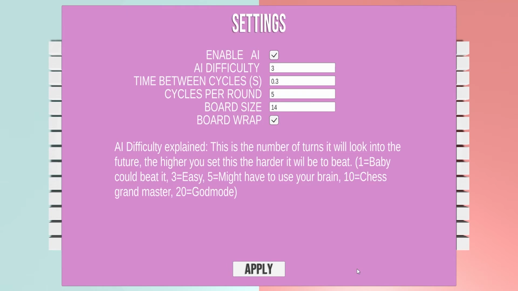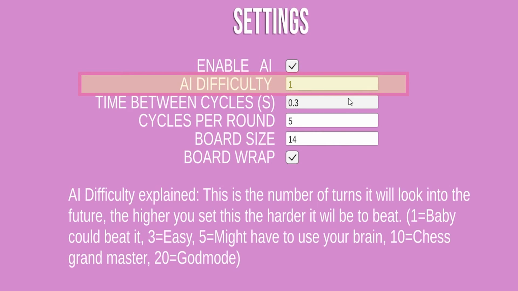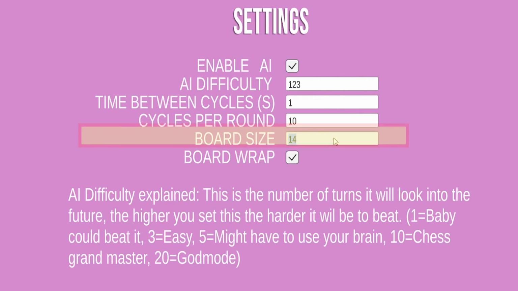There's also a settings page where the player can tweak various settings such as whether or not to enable the AI or play with a friend. They can change the AI's difficulty. They can modify the time between simulation cycles to make the simulation faster or slower. They can edit the number of simulations that happen before a winner is determined, or they can change the board size to allow for larger patterns to be placed, and they can also toggle whether or not to exist in an infinite universe.